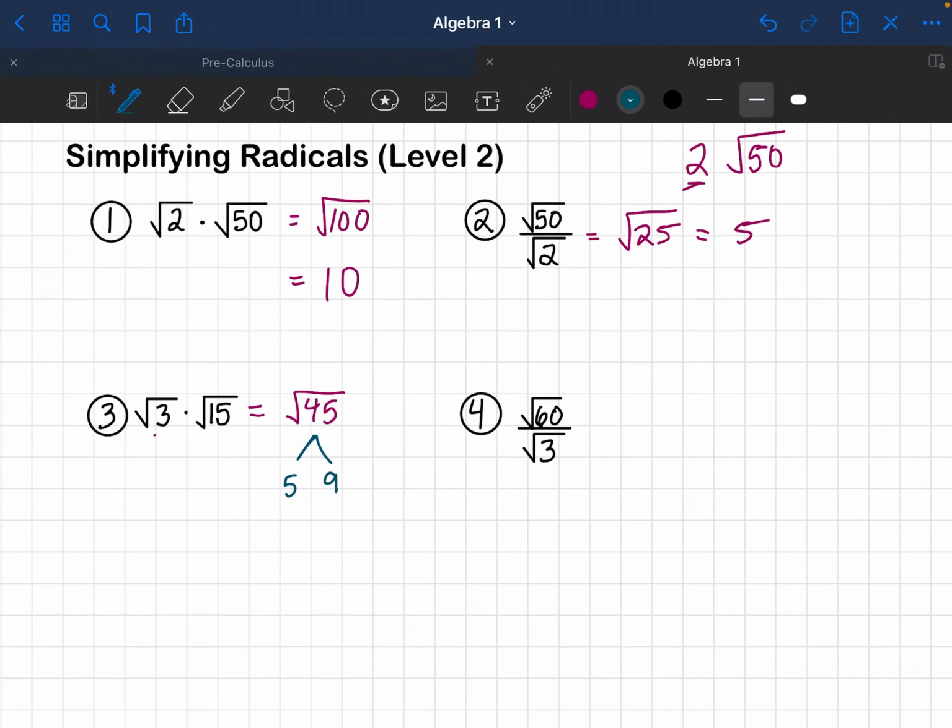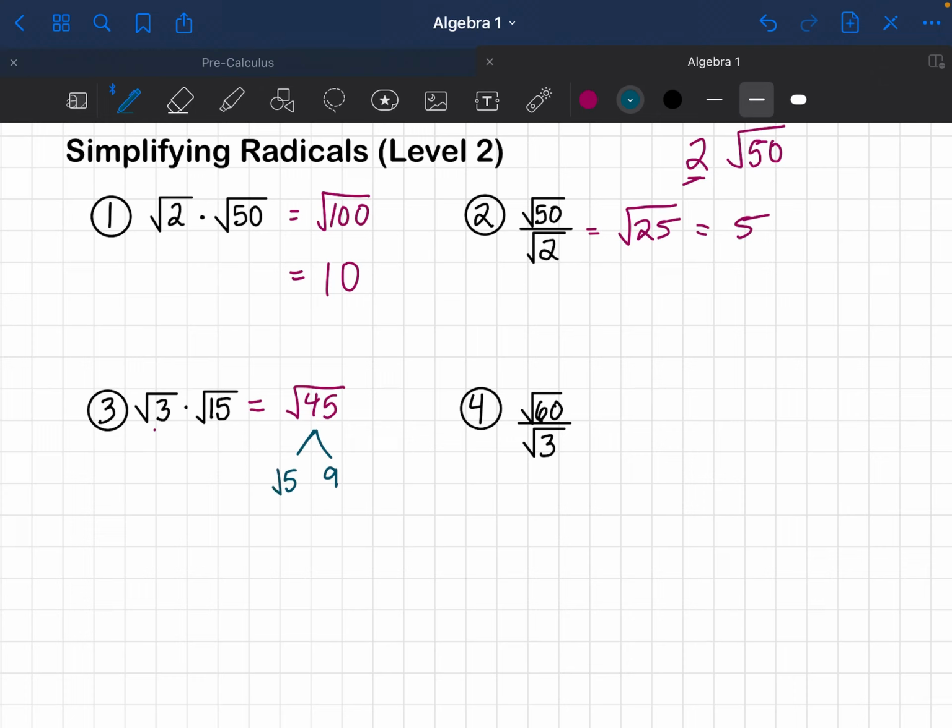Could you use 3 and 15? For sure. 5 is as simplified as we go. 9 can break up into 3 and 3. Remember, every time we have a pair, the square root's going to cancel, and we're left with the number on the inside, outside the square root. Then my leftovers here, this square root of 5, to give us our final answer: 3 times the square root of 5.